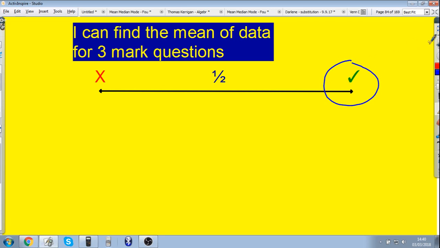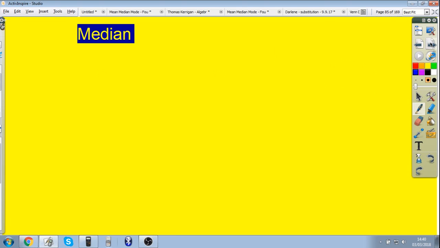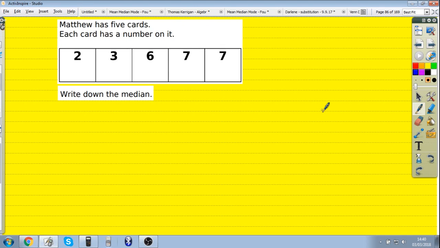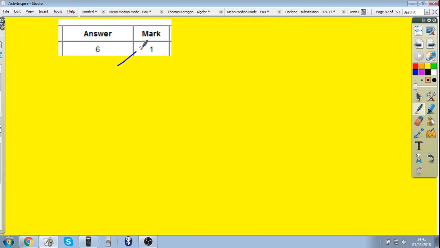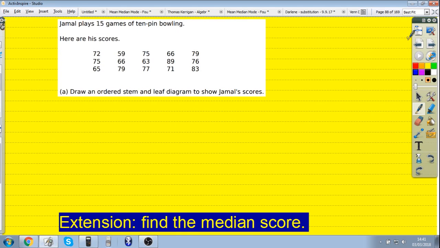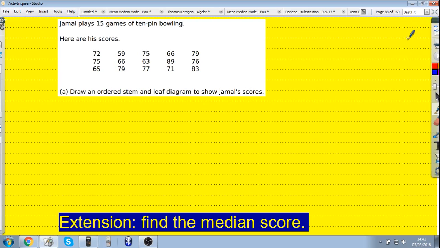Okay, so median. Hang on, so mean. Yeah, and we did the thing from the tables for the mean, so that's okay. Okay, write down the median. What is median? Isn't it the middle? So that would be 6. So the median is 6. That's it.